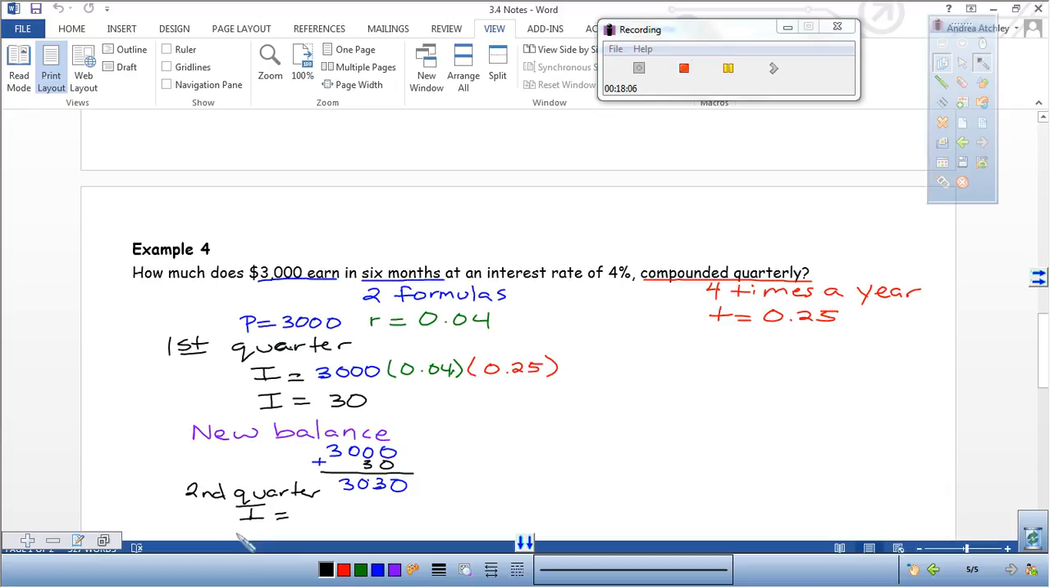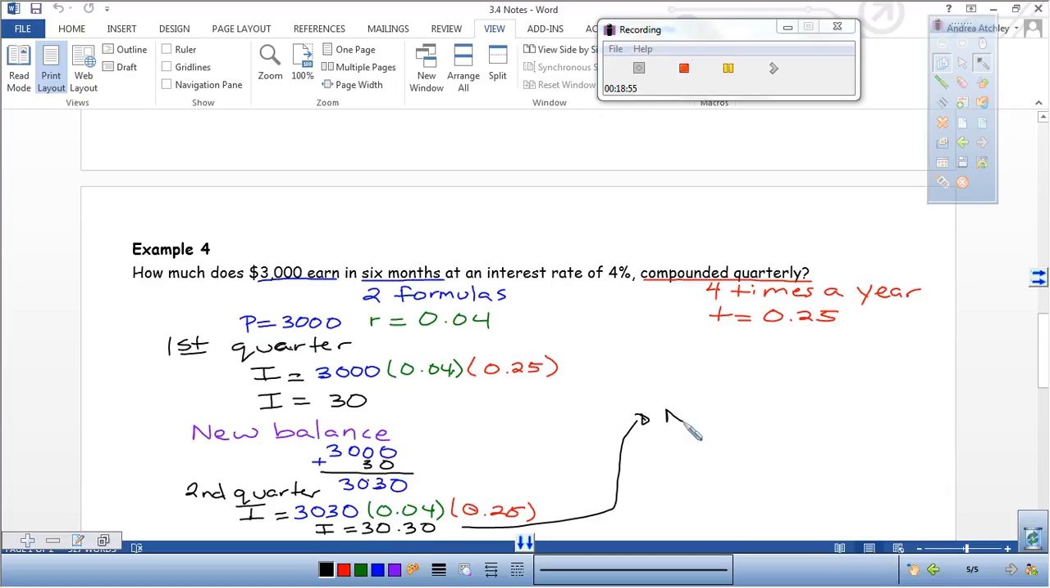Now the second interest is not just 30, because I'm going to earn a little bit extra interest on that $30. So it'd be 3,030 times 0.04, and then times the 0.25 again. So now my new interest equals $30.30.